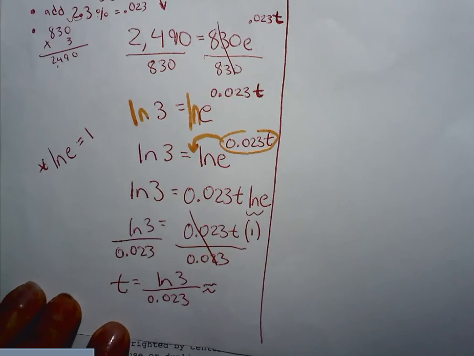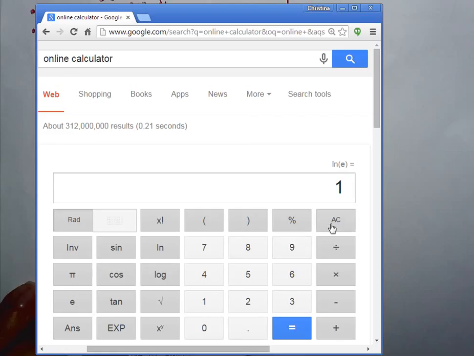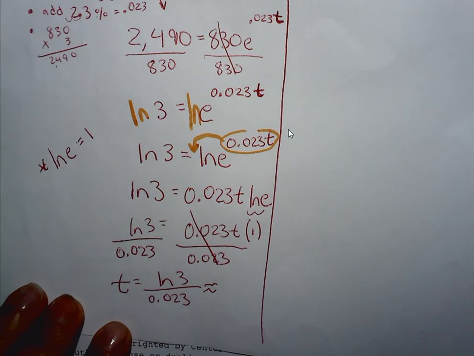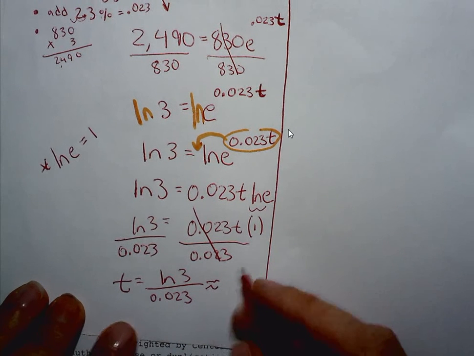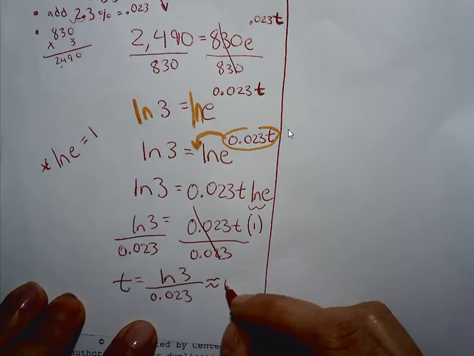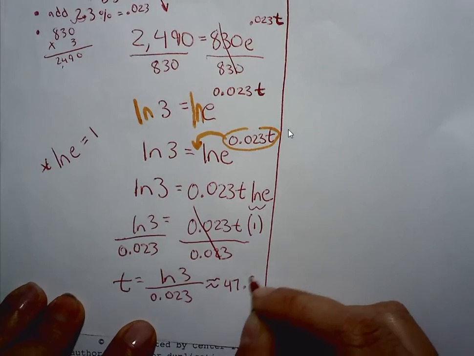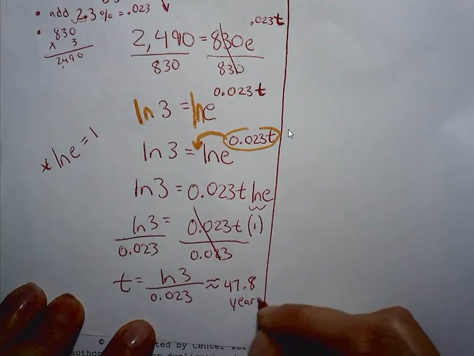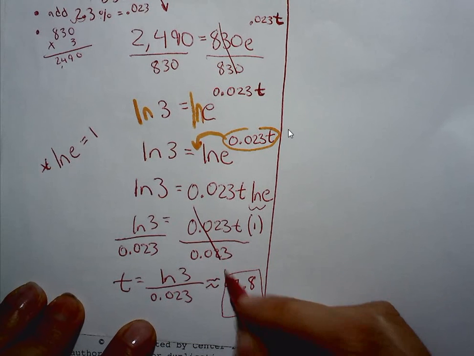So clear this. The natural log of 3 divided by 0.023 is equal to 47.8. So that means it's going to take 47.8 years. Or you could have rounded that to 48 years. Doesn't matter. I would take both of these answers.